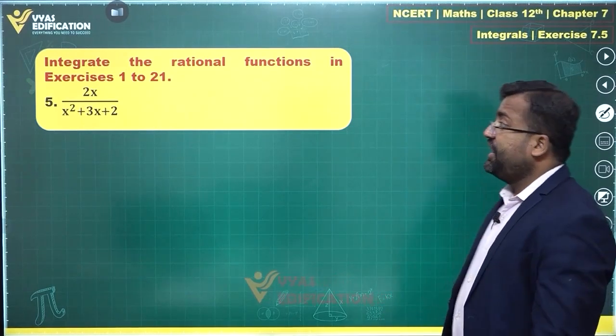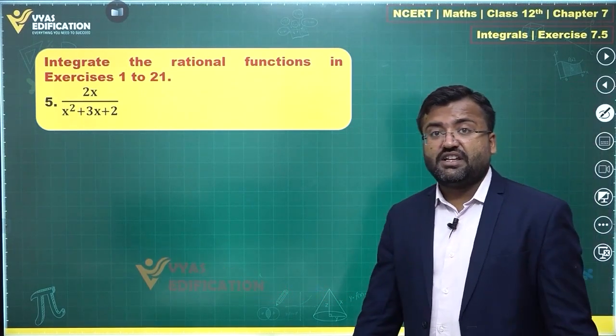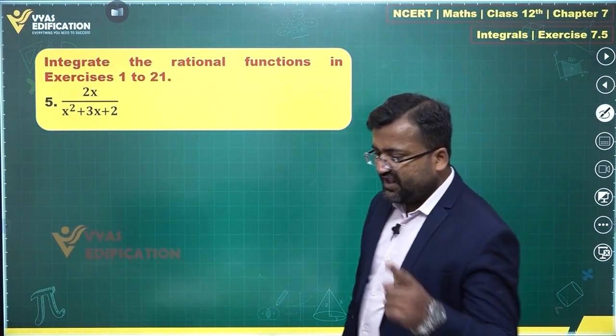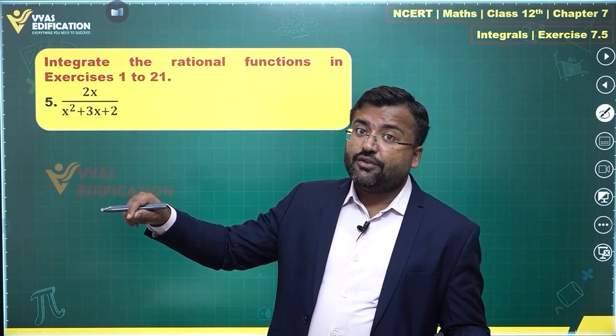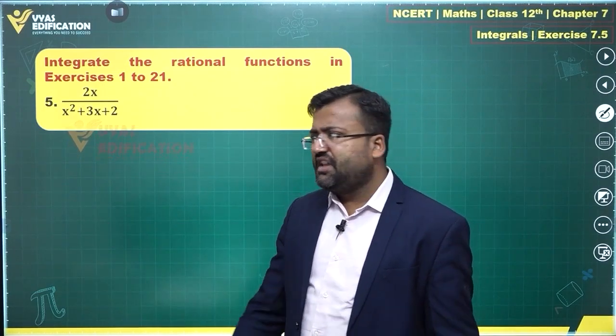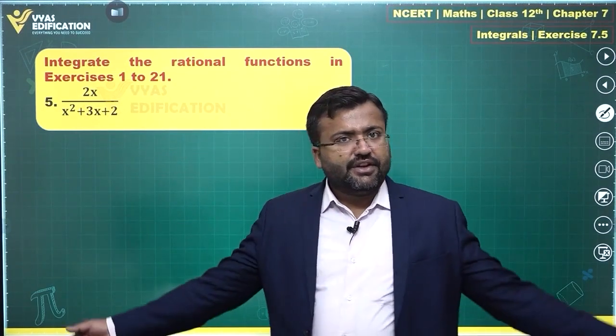The fifth question says integrate 2x upon x square plus 3x plus 2. How do we integrate this? First thing to observe, whether the degree of numerator is less than degree of denominator, whether it is a proper rational function. The answer is yes. So there's no need of division.